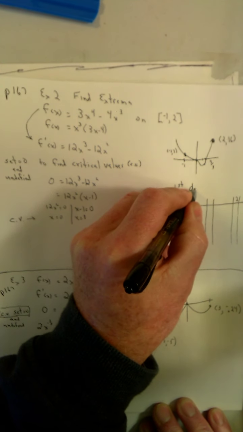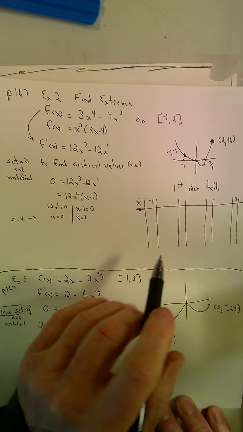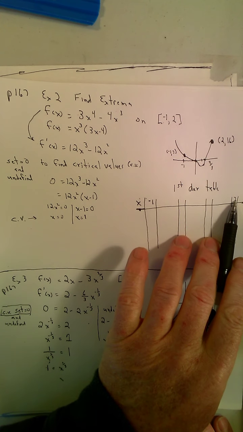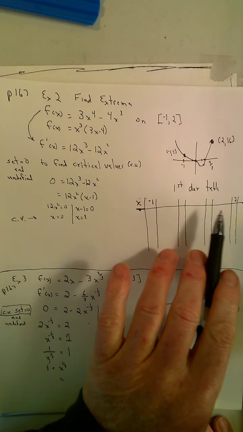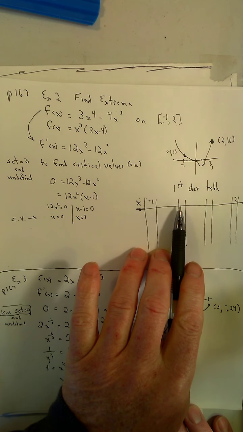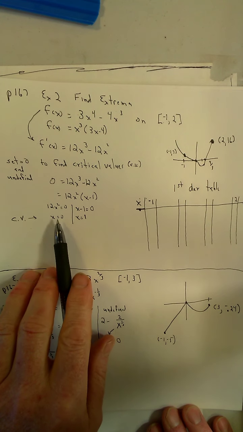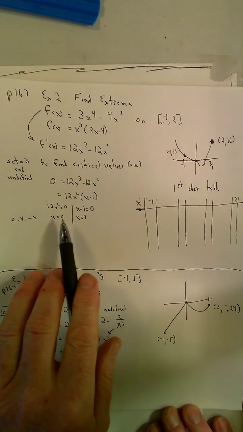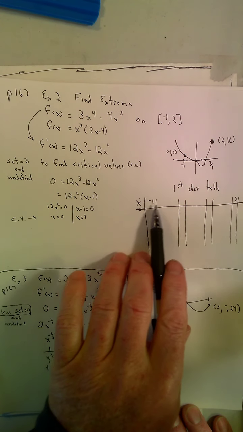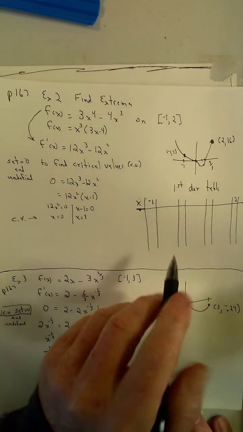So you take your interval, in this case -1 to 2, and you break it into sections based upon the critical values and the endpoints. So there's the 2 endpoints. Here's my critical values. So I put all these x coordinates in order on the number line. So -1, then 0, then 1, then 2.